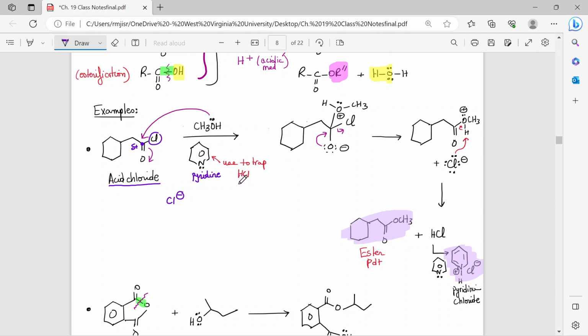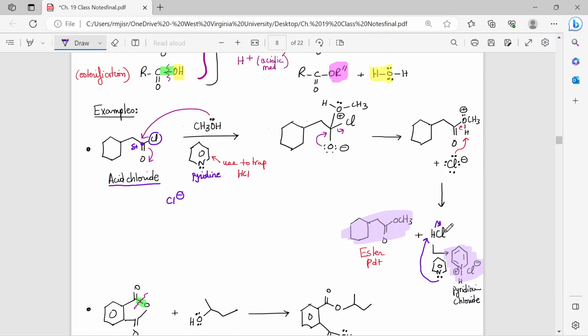Pyridine is used to trap the HCl. Trap it by doing what? By doing simply an acid-base reaction. So this is the acidic hydrogen, this is the base. The base is going to come, take the acidic hydrogen, and chlorine is going to leave. So you're going to end up getting pyridinium chloride. So it's going to prevent the HCl acid from forming.